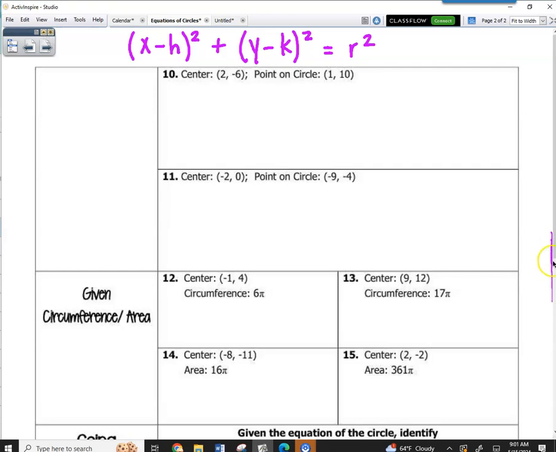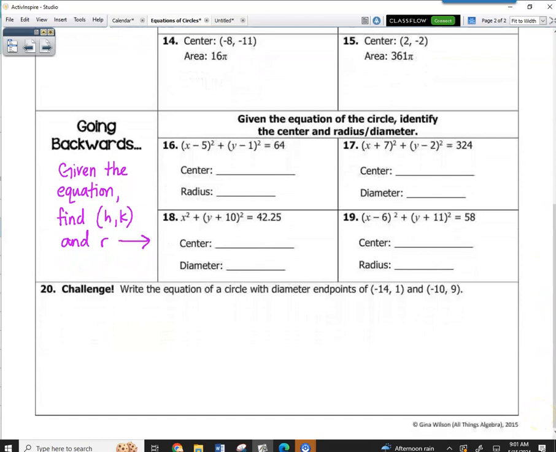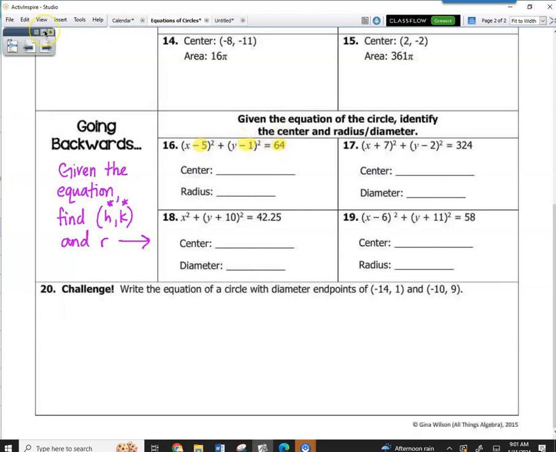All right, so scrolling back down, we're going backwards. They're giving us the equation. We're going to pull H, K, and R. Don't forget there are sign changes on H and K, so be careful there. I'm going to use my highlighter so that it'll help you pinpoint exactly what to pull. There's H, there's K, there's R squared.